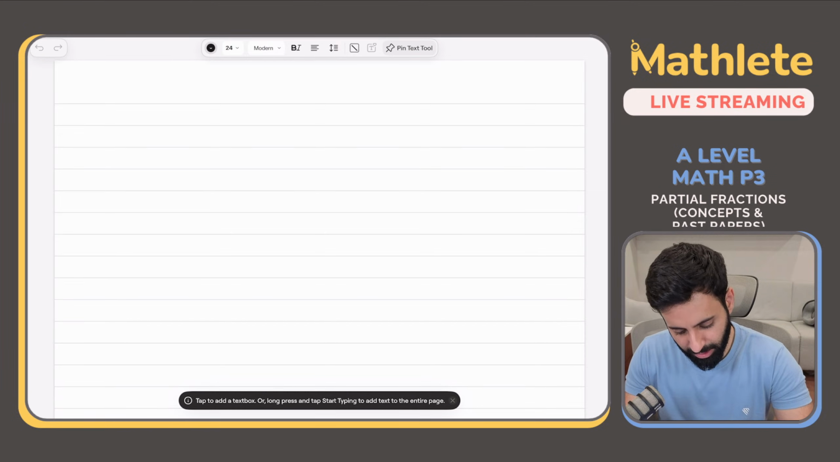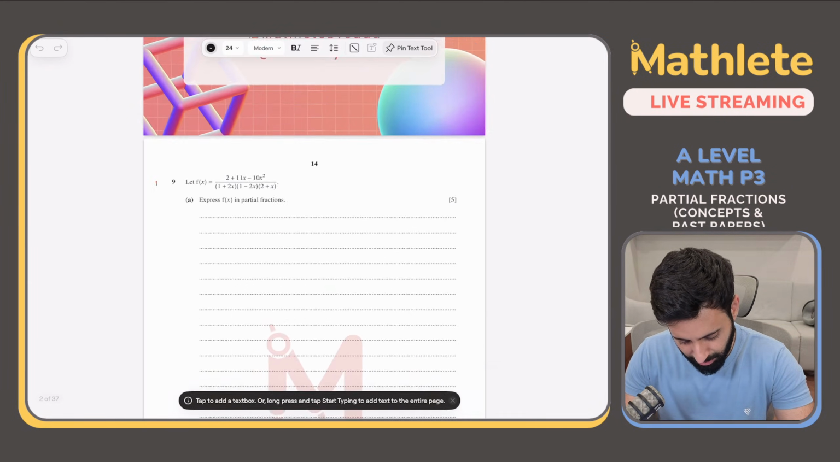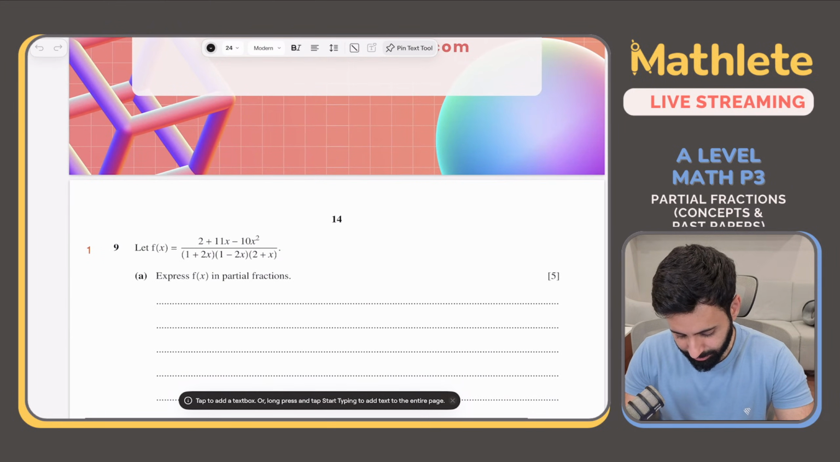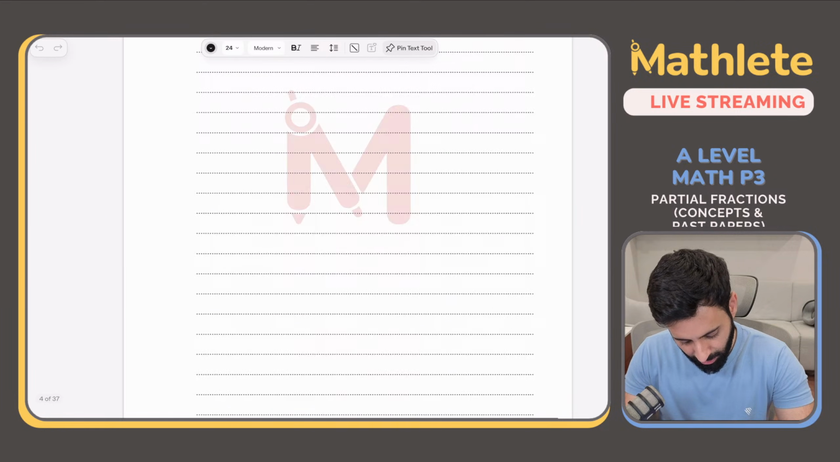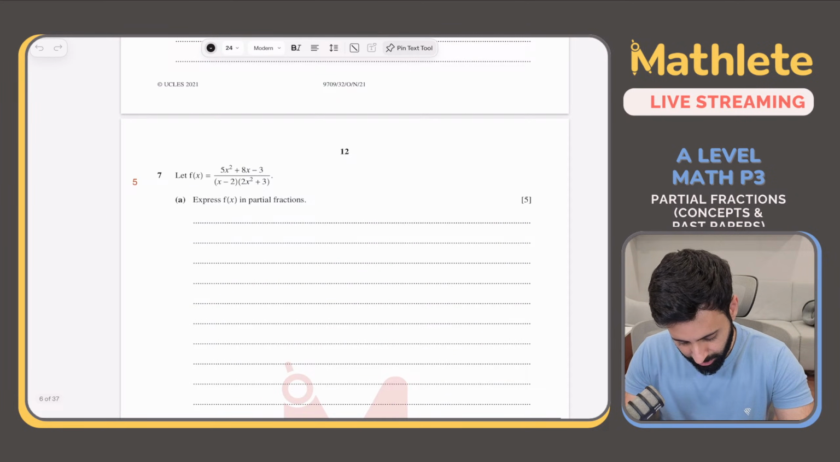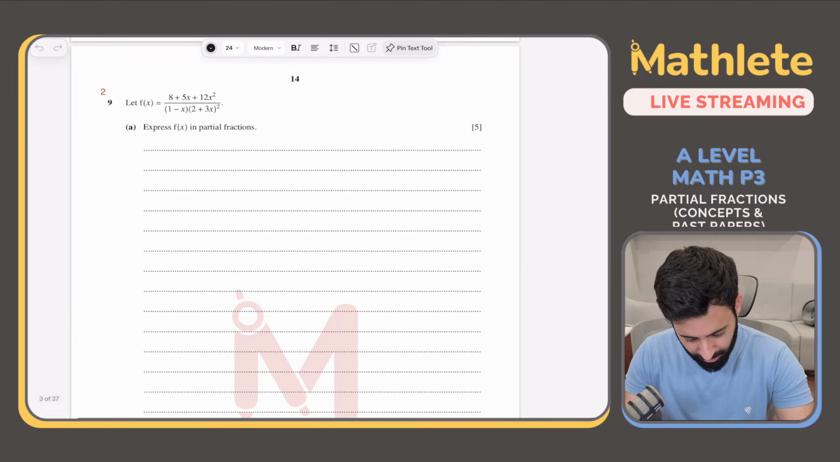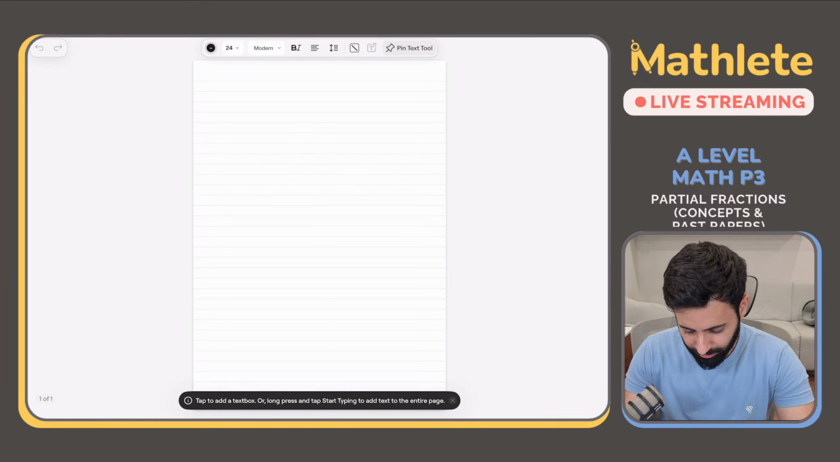I have uploaded a PDF which you guys can download. There is a link in the description. You can download it from there. It contains all the past paper questions from 2020 onwards. Okay, we will solve those, and we are then basically going to increase the difficulty level step by step. Okay. So yeah, let's start by first introducing the concept.